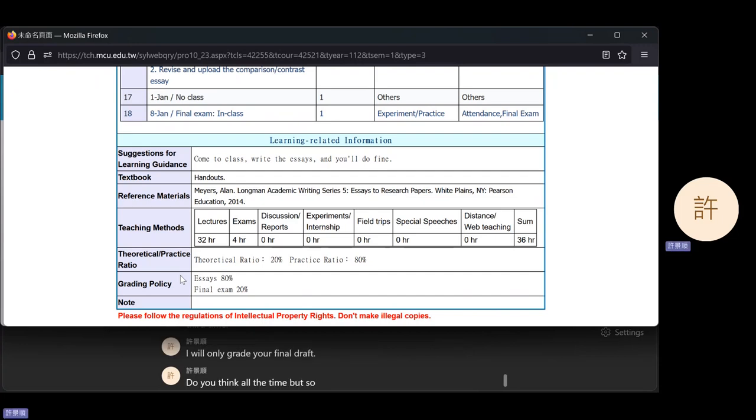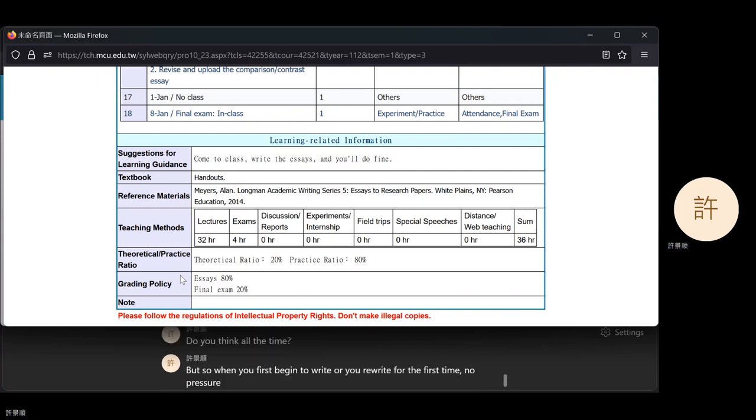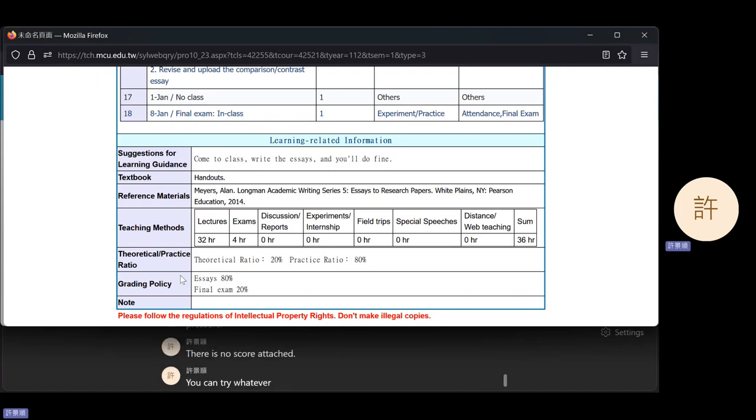So when you first begin to write, or you rewrite for the first time, no pressure. There is no score attached. You can try whatever you want, as long as the final draft is what you think is the best version of that essay. I will only grade the final draft.